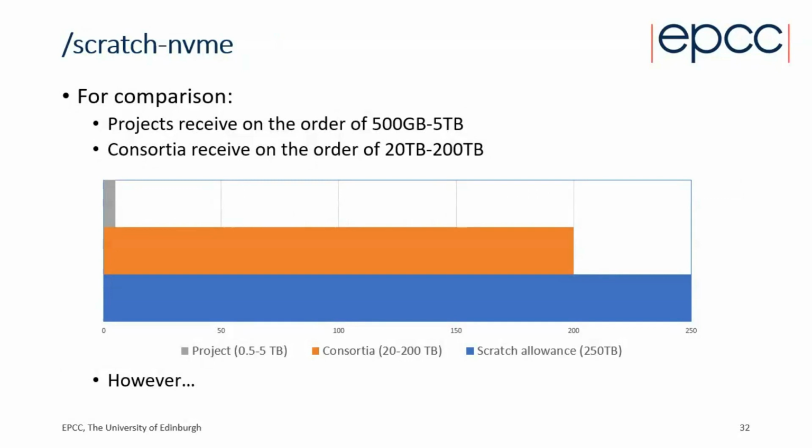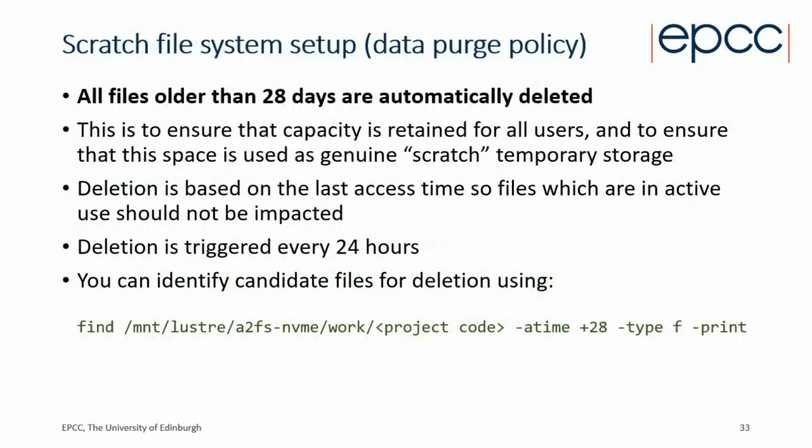So there is ability for, in the shorter term, within jobs, to really scale up the amount of data you're looking at. However, we're going to delete it. It's the first time I've ever stood up and said, we're going to delete user data. All files older than 28 days are deleted automatically. This process runs at 9:15 every morning. This ensures capacity is retained for all users, because this is a storage system, but it's not for storage. It's for actively processed work.